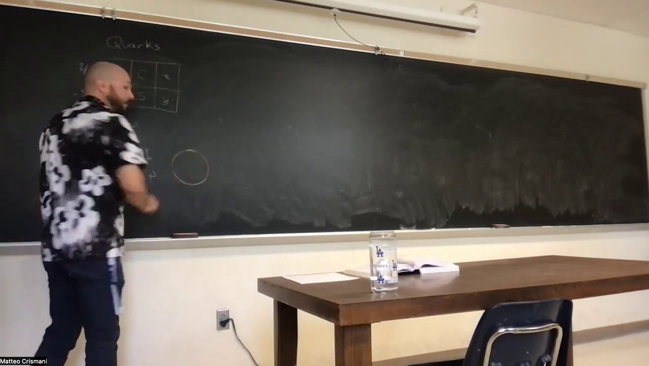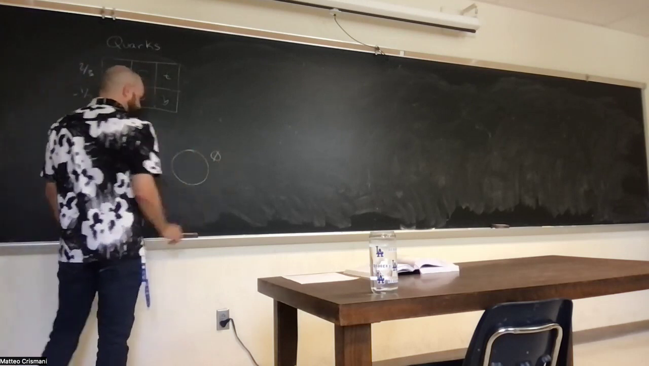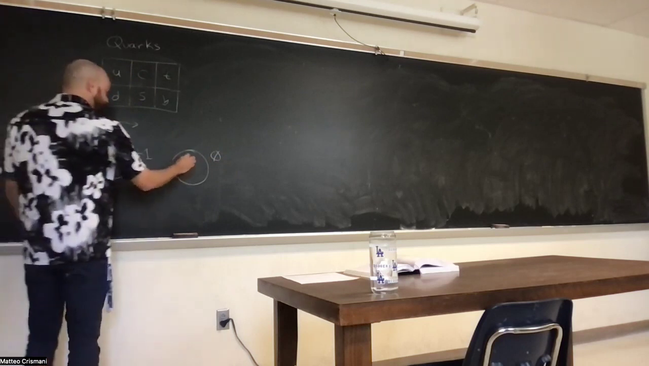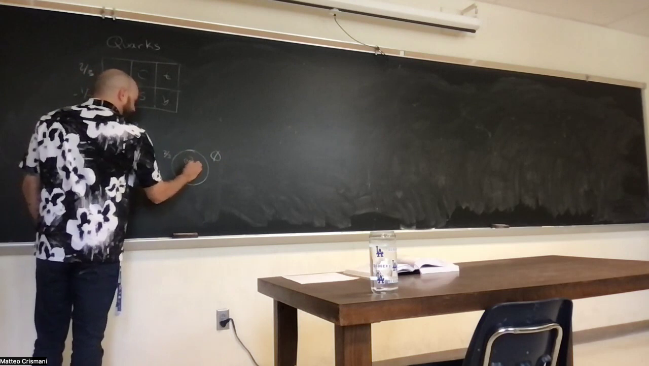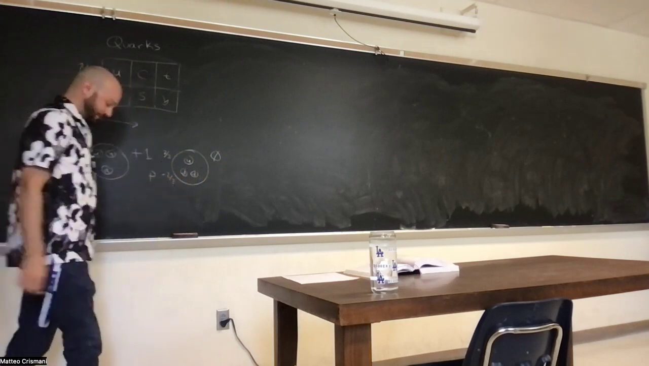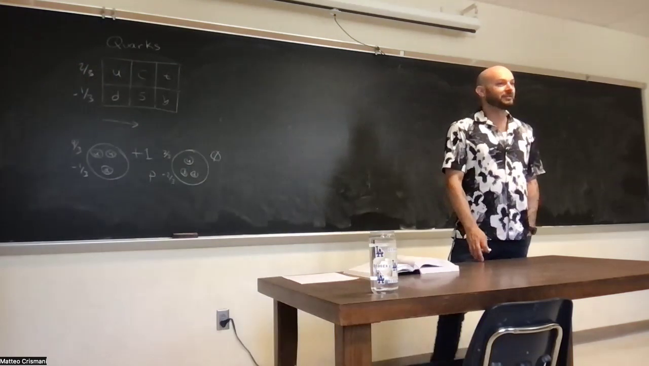And similarly, you'd have over here a neutron, which has 0 charge. So 1 up and 2 downs. That's weird, right? It gets weirder.